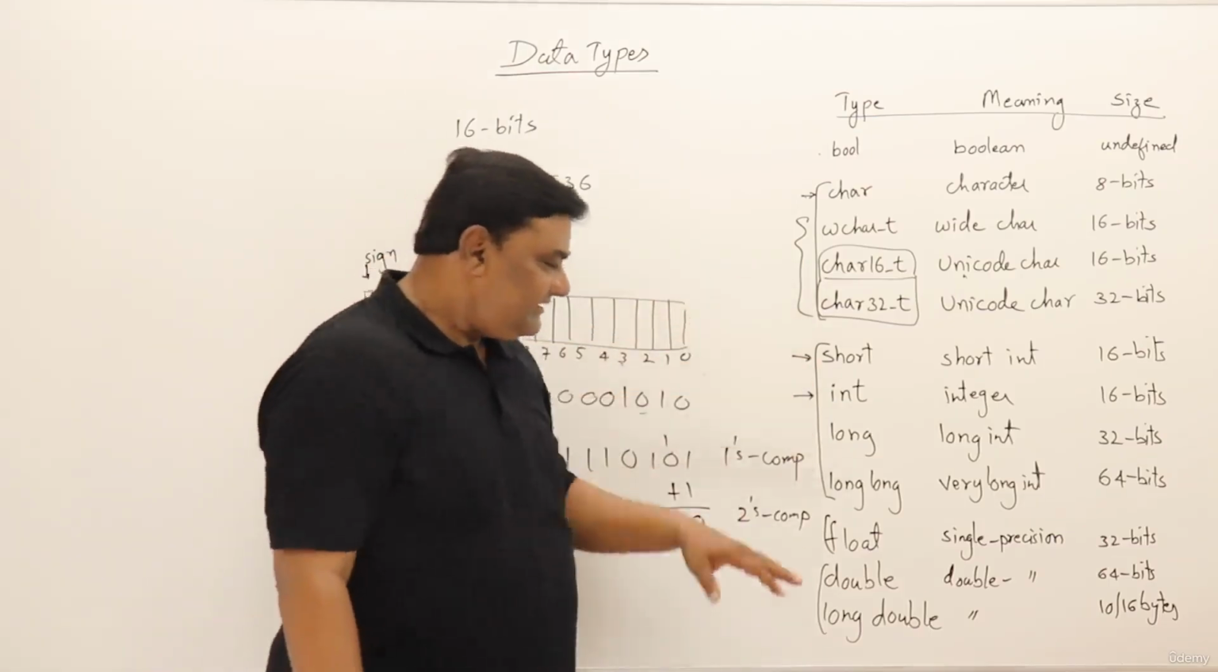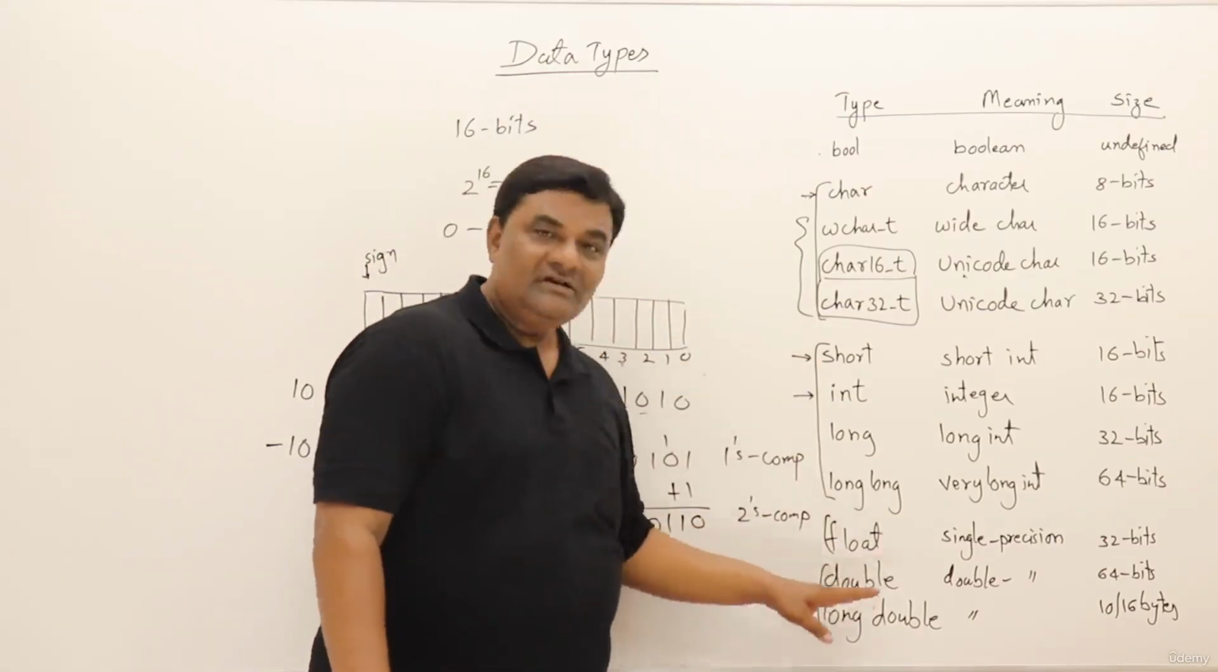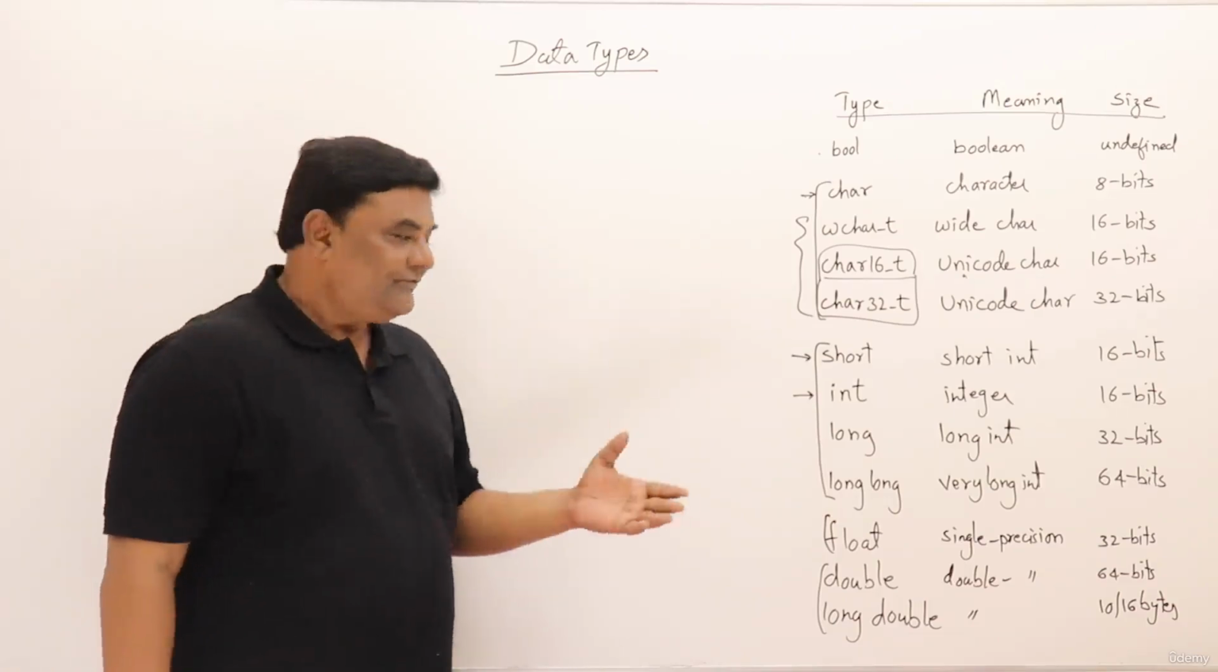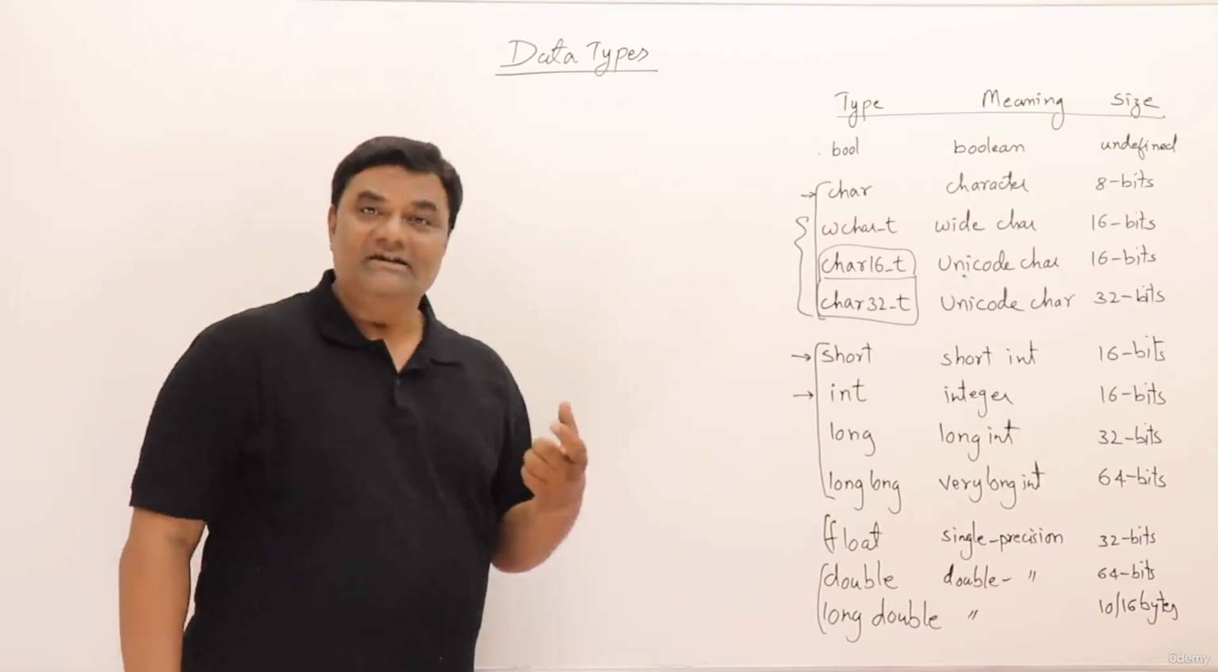So we have finished this. Now let us talk about float, that is double data type. Now next is floating point. See, floating point, they support decimal numbers.